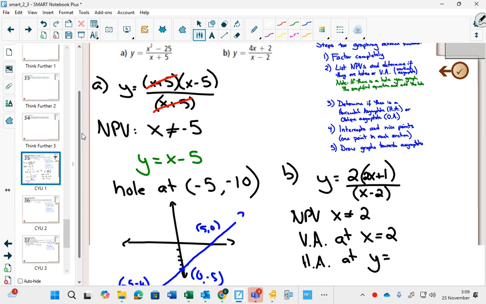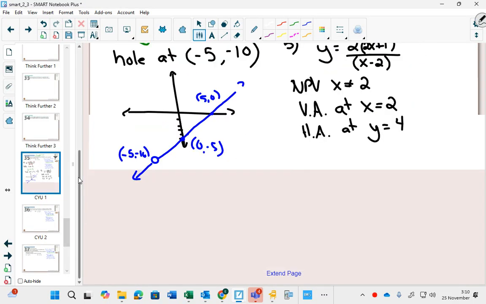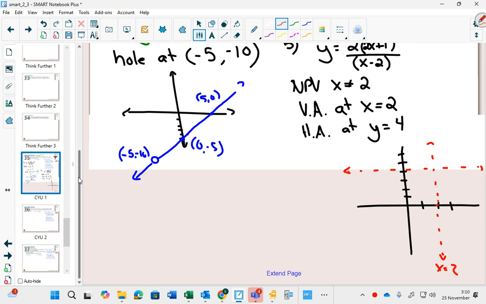At y equals 4. You look at the highest degree, and you look at the coefficients on the top and the bottom of the highest degree, which would be 4x over x. It's just 4. We can start graphing this now. So I know that I'm going to have my vertical asymptote at x equals 2, and I know that I have my horizontal asymptote at y equals 4.